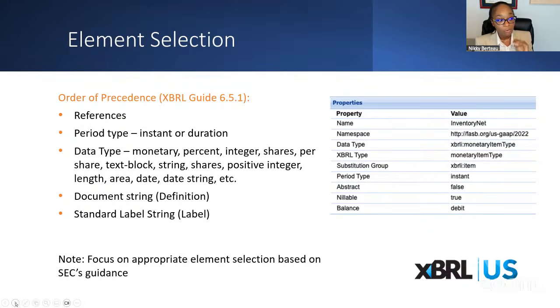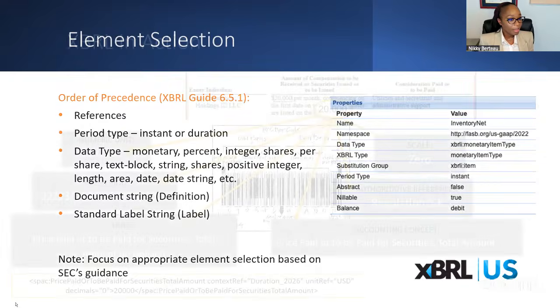Notice how this one is fourth on the list, right? So you're going through references first and then period type and data type. These technical and conceptual components are really critical before you even get to looking at a definition of the element, because technically the element being chosen or selected must fit. All right. So next is definition, and then you have the standard label. All right. The main idea is that the selected element should match the nature of the reported fact as closely as possible. All right. Next slide, please. Thank you.